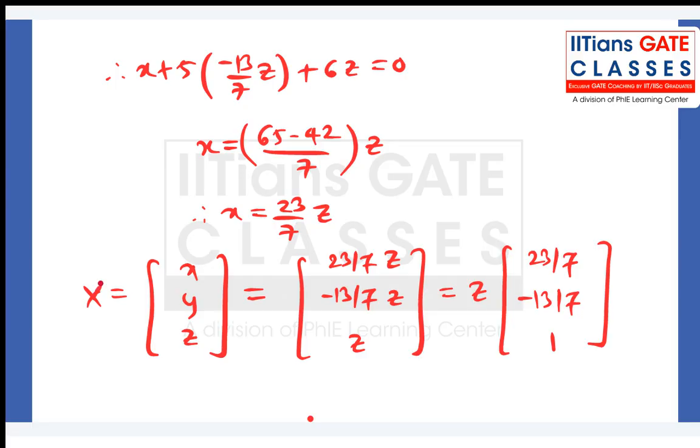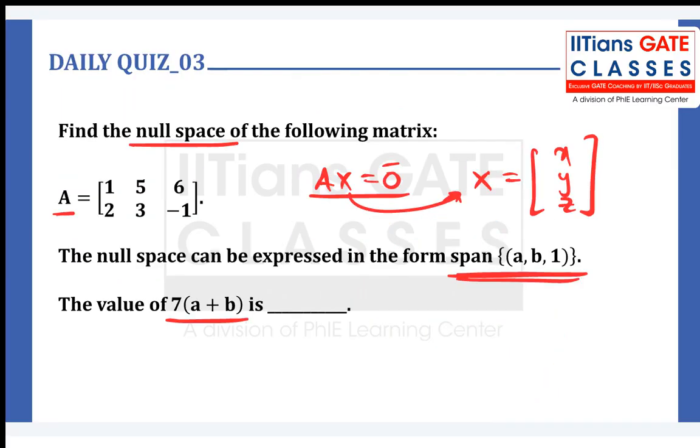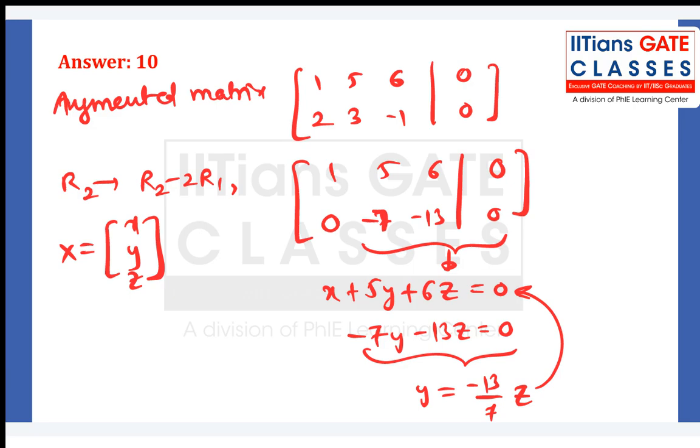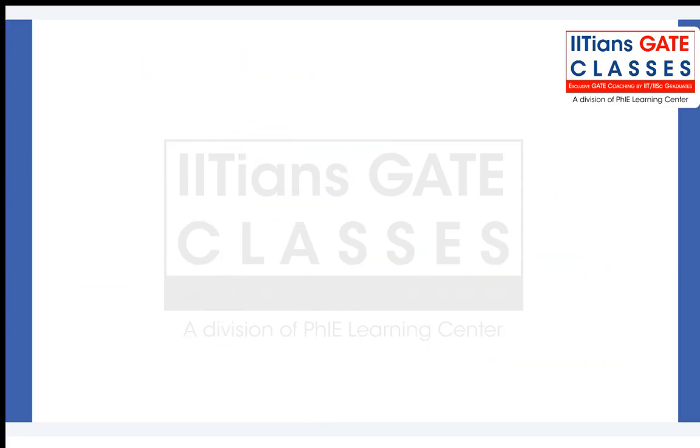Okay, but this is not what they're asking. What they're asking is, here you know this null space is expressed in the form of span of a, b, 1. Okay, so if you compare this, so now you'll understand this turns out to be your a value and this turns out to be your b value. Okay, because depending on z, you'll get different combos for x. Okay, and finally you're supposed to find 7a plus b.